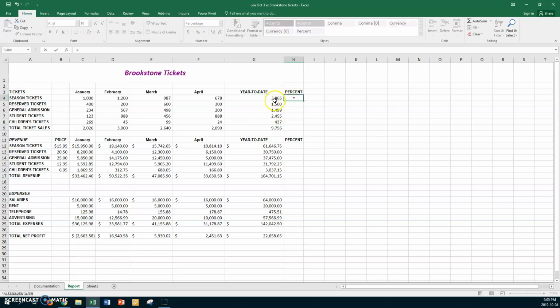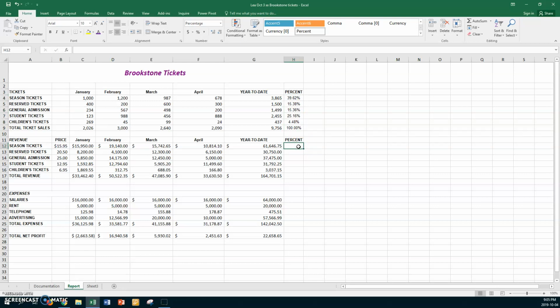Equals, I want to take my season tickets, right, as compared to the total tickets sold. And the total tickets sold has to be absolute. All right, grab your fill handle and drag down. Now let's go with 2 decimal places, or we could have went with 1. It's either one, but here I see we have 15.38 and 15.36, so we want 2 decimal places to see the difference.